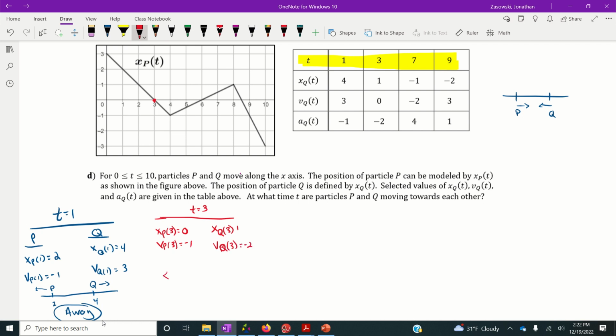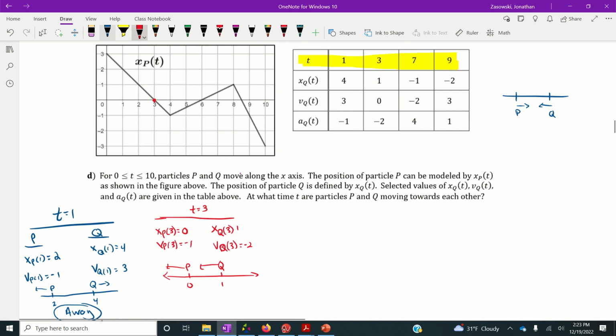So if we put them on a number line to make sense of it, P is located at 0. Q is located at 1. P is moving to the left. And Q is moving to the left. Okay? So they're not technically moving towards each other again. All right, so keep that in mind.